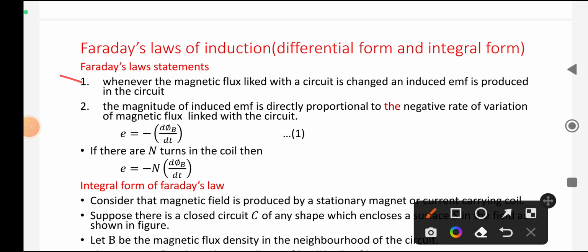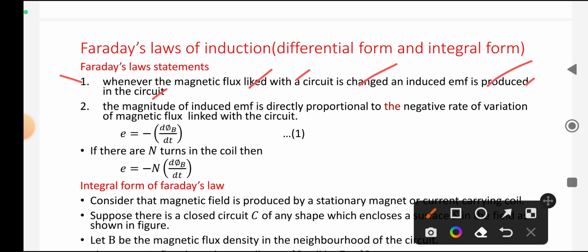The first law statement is: whenever the magnetic flux linked with a circuit is changed, an induced EMF is produced in the circuit. Linking means touching only. When the flux touches the circuit, then an induced EMF will be produced in the circuit. That is Faraday's first statement.